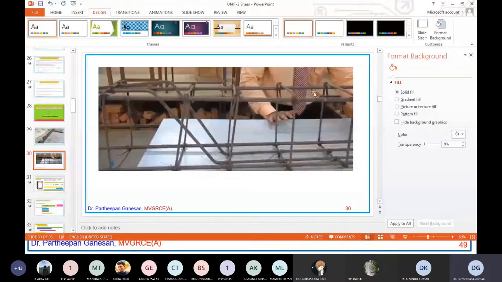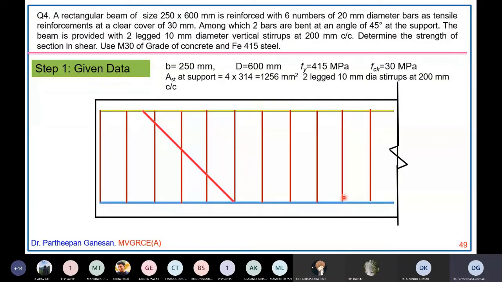So if you take a section here, at the bottom there are 4 reinforcements, at the top there are 2 reinforcements. But if you take a section here near the support, at the bottom you will have only 2 reinforcements because 2 are bent up and taken to the top. But at the top you will have 4 reinforcements. Is that clear? So obviously, if we take section 1-1 near the support, how many numbers of tensile reinforcement will be there?